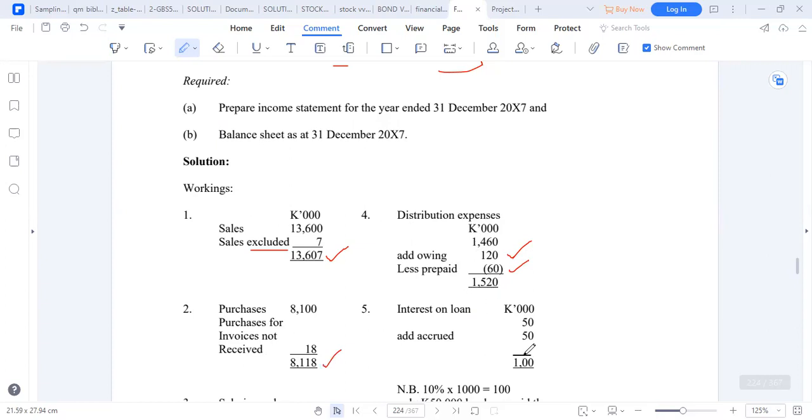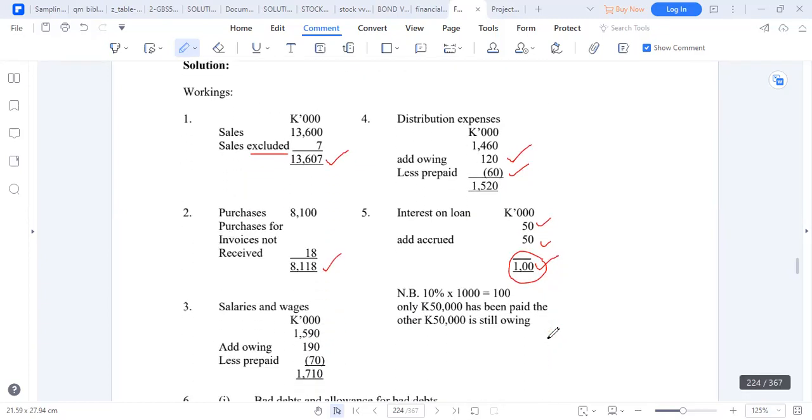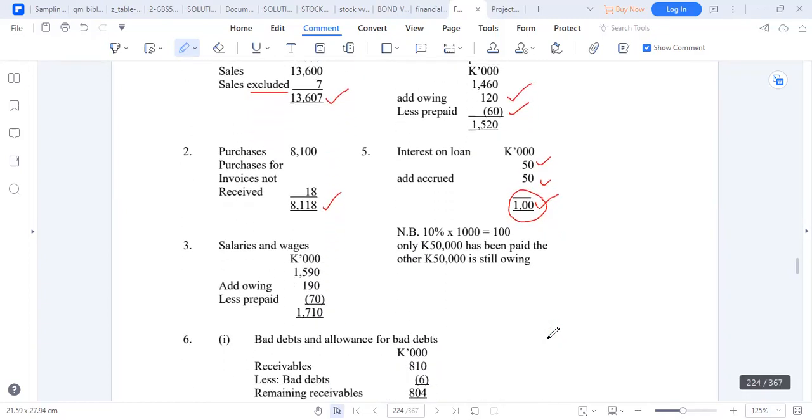Interest, we are supposed to pay 100 in total, but we only paid 50 and the other 50 is owing. So we need to show 50. But this other 50 will go to the what? To the income statement as an accrual. Salaries, we're told that there's 190, which was not what? Which was owing. So put 190 owing.